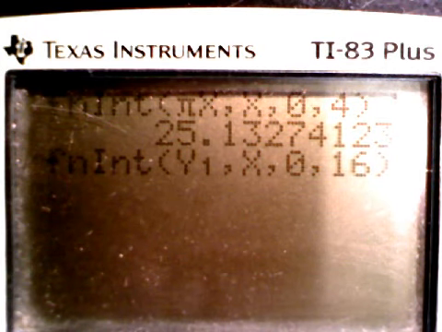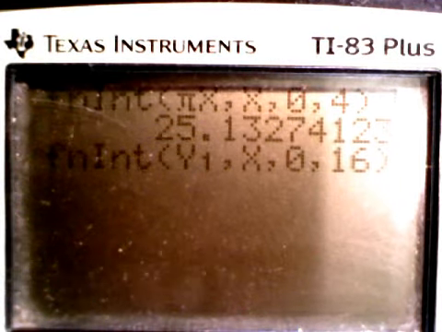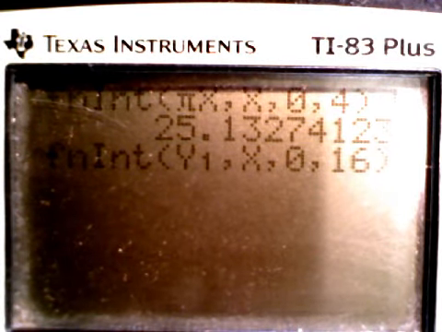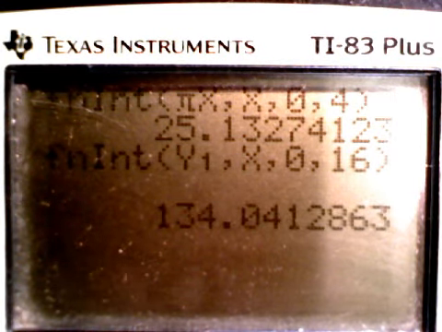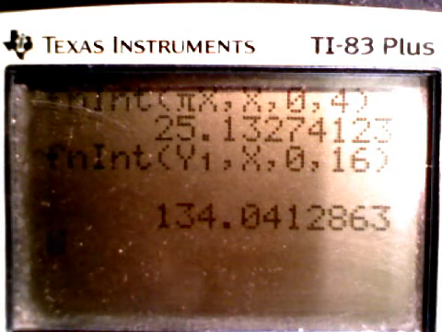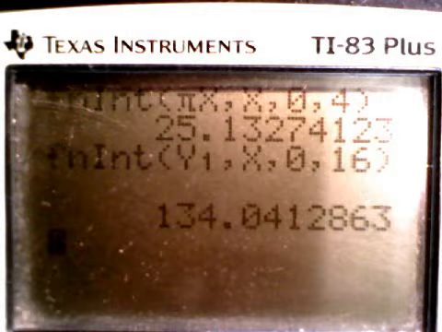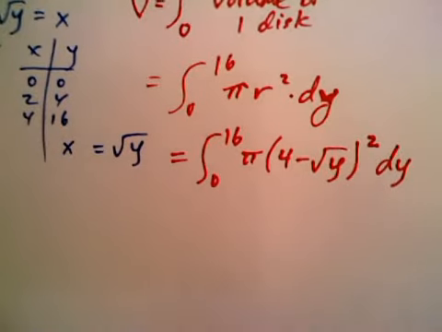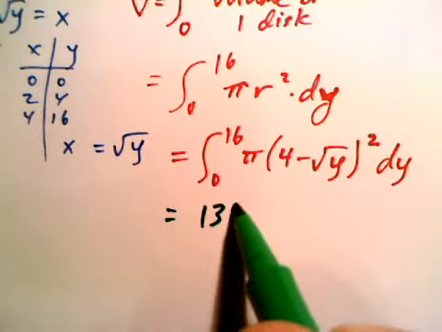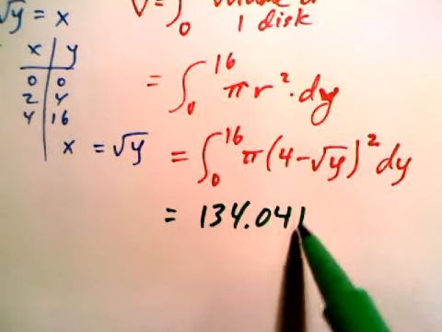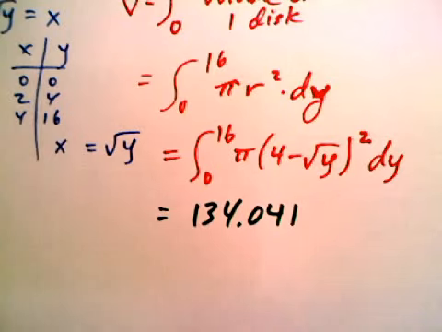And there you go. You should be able to get the number that's going to show up here any moment now. Just go ahead and show up. There we go. 134.041. Okay, 134.041. There you go.